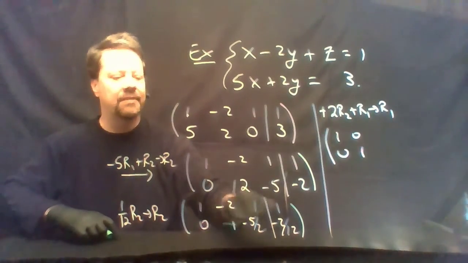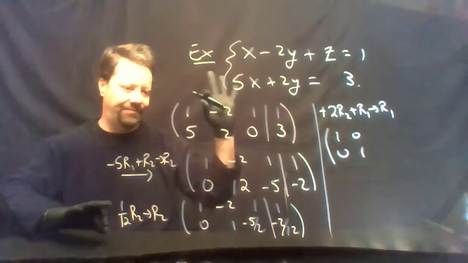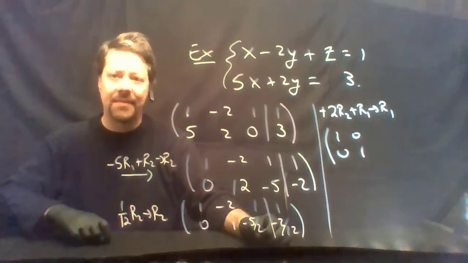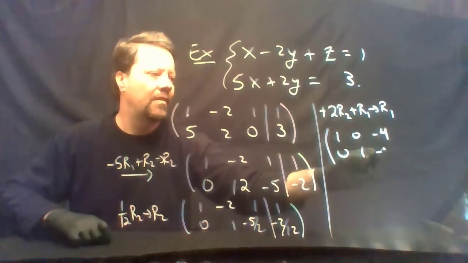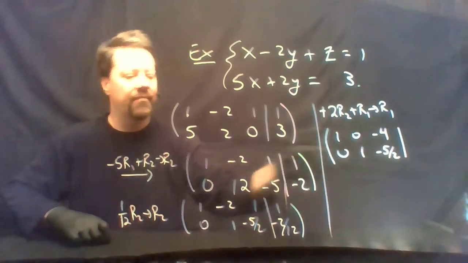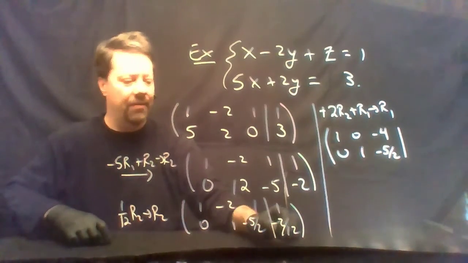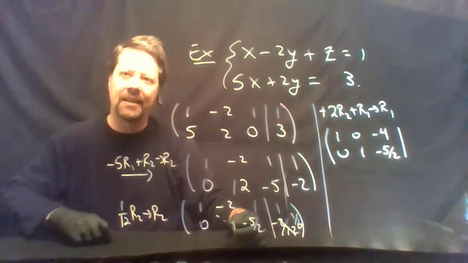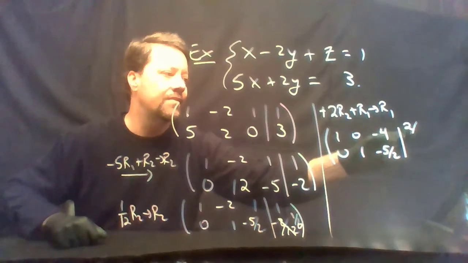Positive 2 times negative 5 halves is negative 5, plus 1 is negative 4. Positive 2 times 2/12, which is 1/6, negative 1/6, will be negative 1/3, plus 1 is 2/3.